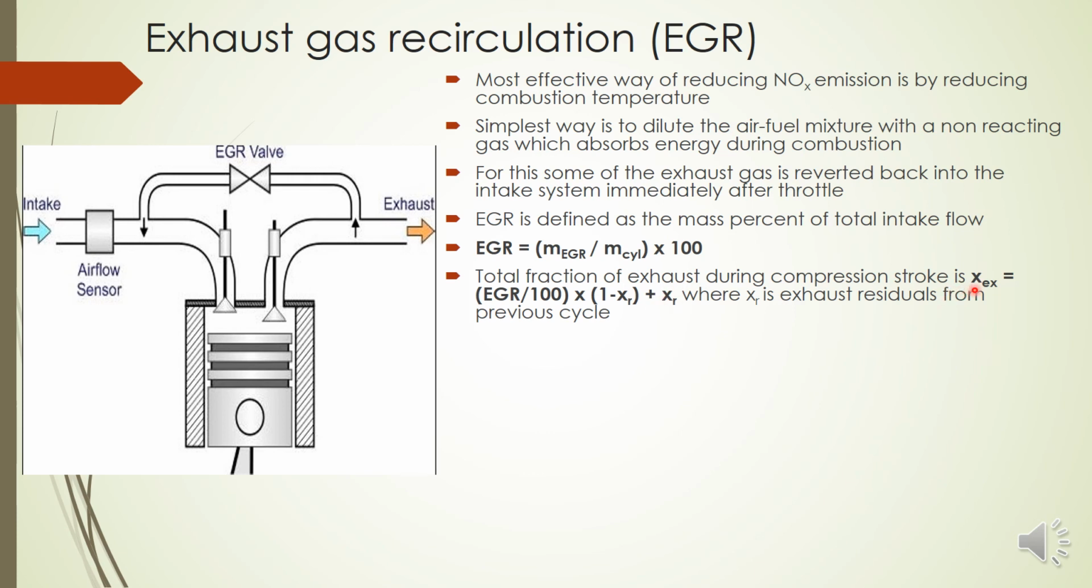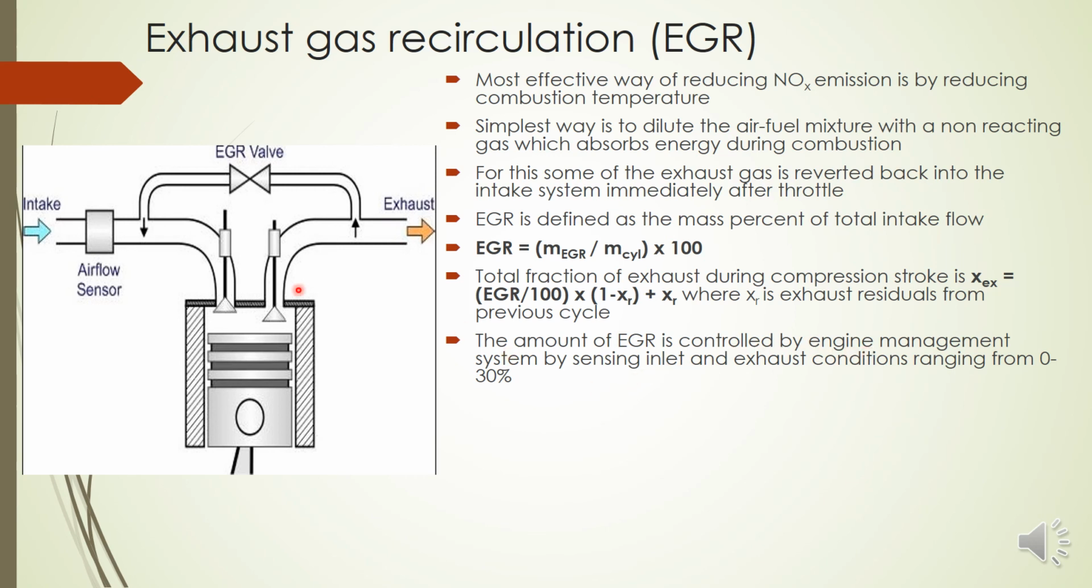So the fraction will be equal to XR. XR is the fraction of exhaust residuals from the previous cycle, plus EGR divided by 100, because it is in percentage, into 1 minus XR.